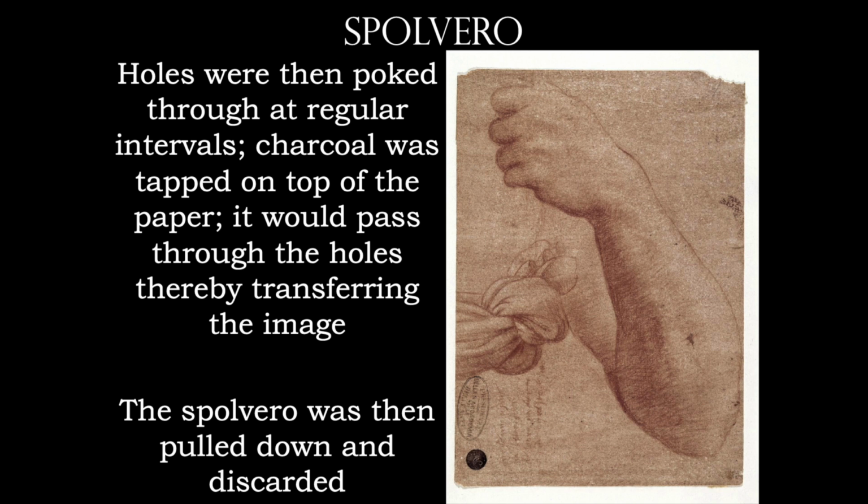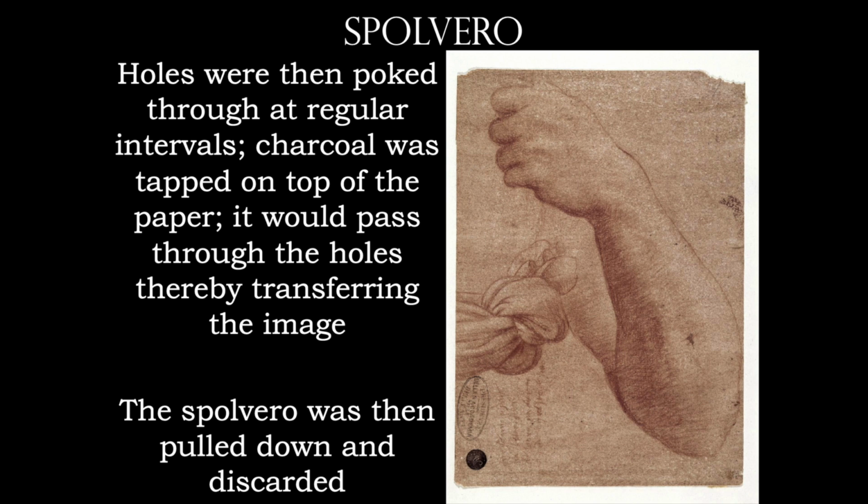And this would be up against a wet plaster wall. And then you would tap charcoal dust on top of this paper. The charcoal dust would go through the holes and attach to the wet plaster. And so the Spolvero then was pulled down from the wall. It would have charcoal on one side, plaster on the other, and discarded. On the wall itself, you would have the remaining charcoal dust and a vague outline.